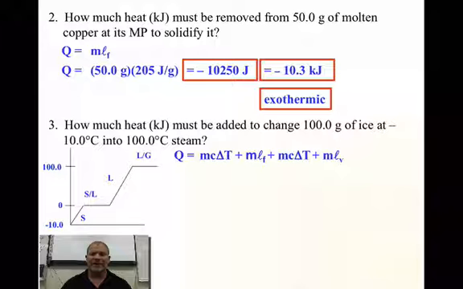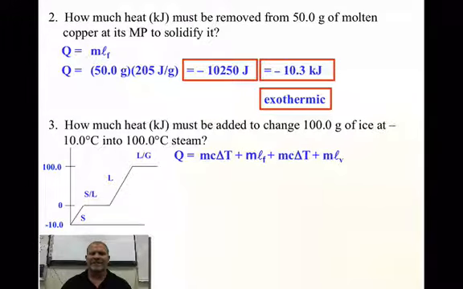The specific heat of ice is 2.06, the specific heat of liquid water, my second MC delta T, is 4.184. The latent heat of fusion for water is 334 joule per gram. Latent heat of vaporization is 2,260 joule per gram. So everything's given to you except the delta T. So focus on the delta T.